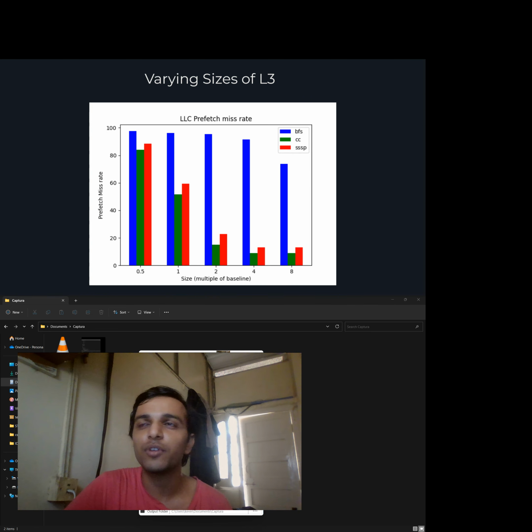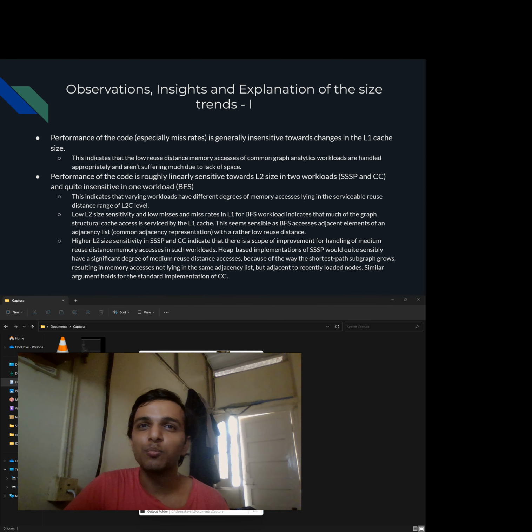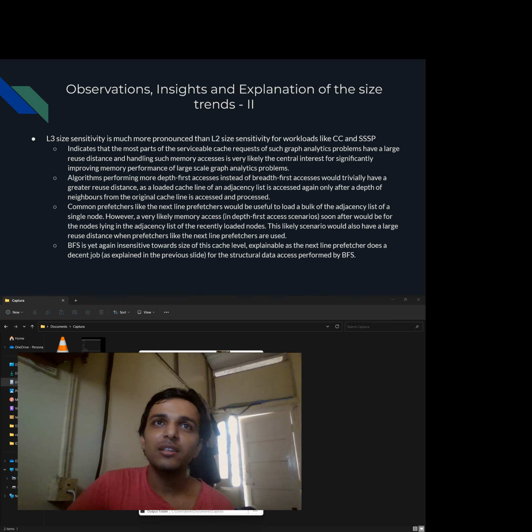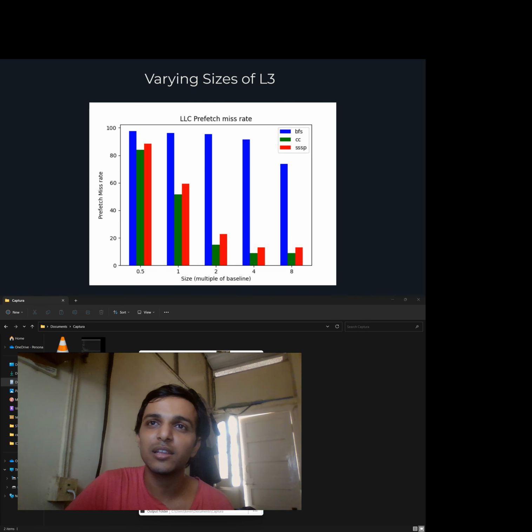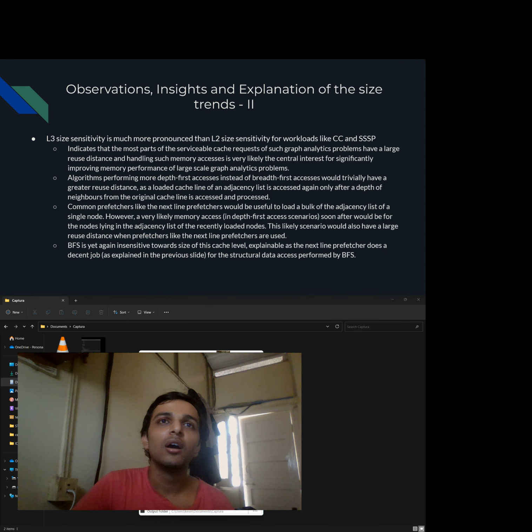as opposed to these in SSSP and CC. We see more of depth first accesses. More details are shown in these slides. To handle these depth first accesses, we have a much greater reuse distance, and that can be seen in the L3 size sensitivity graph. L3 size sensitivity is much more for CC and SSSP. For BFS, it's again not much, and because of the reasons that I've just mentioned.